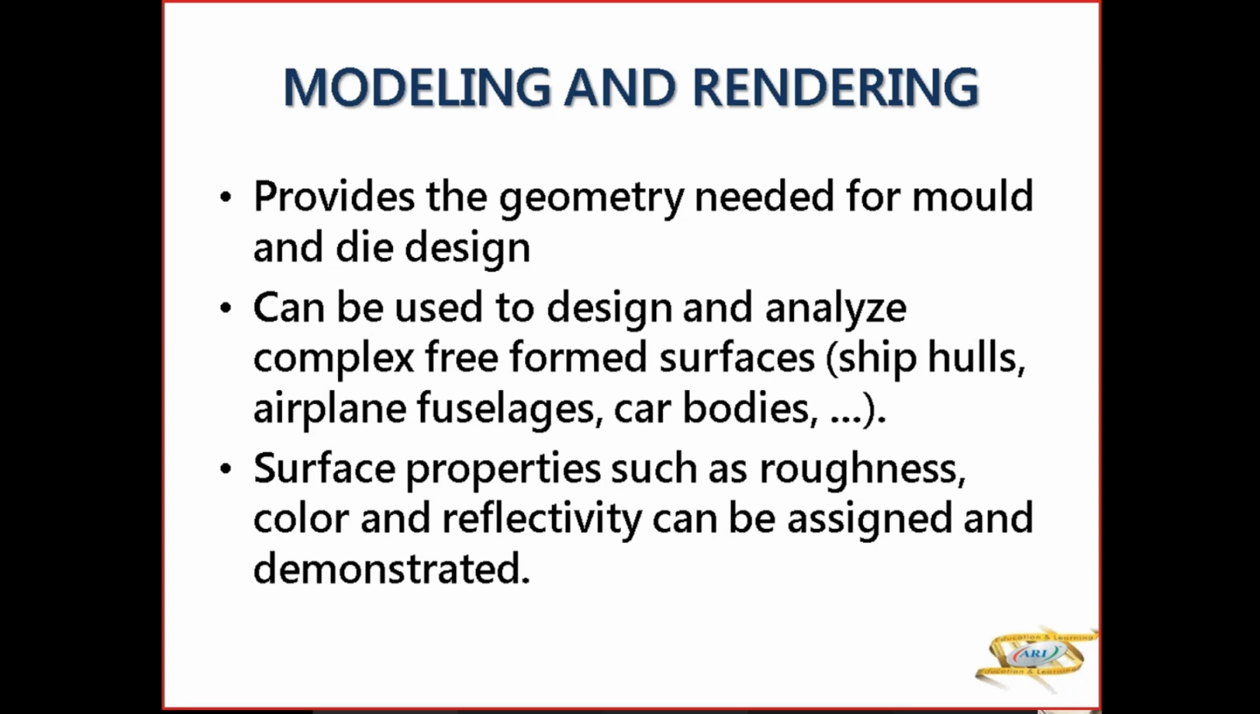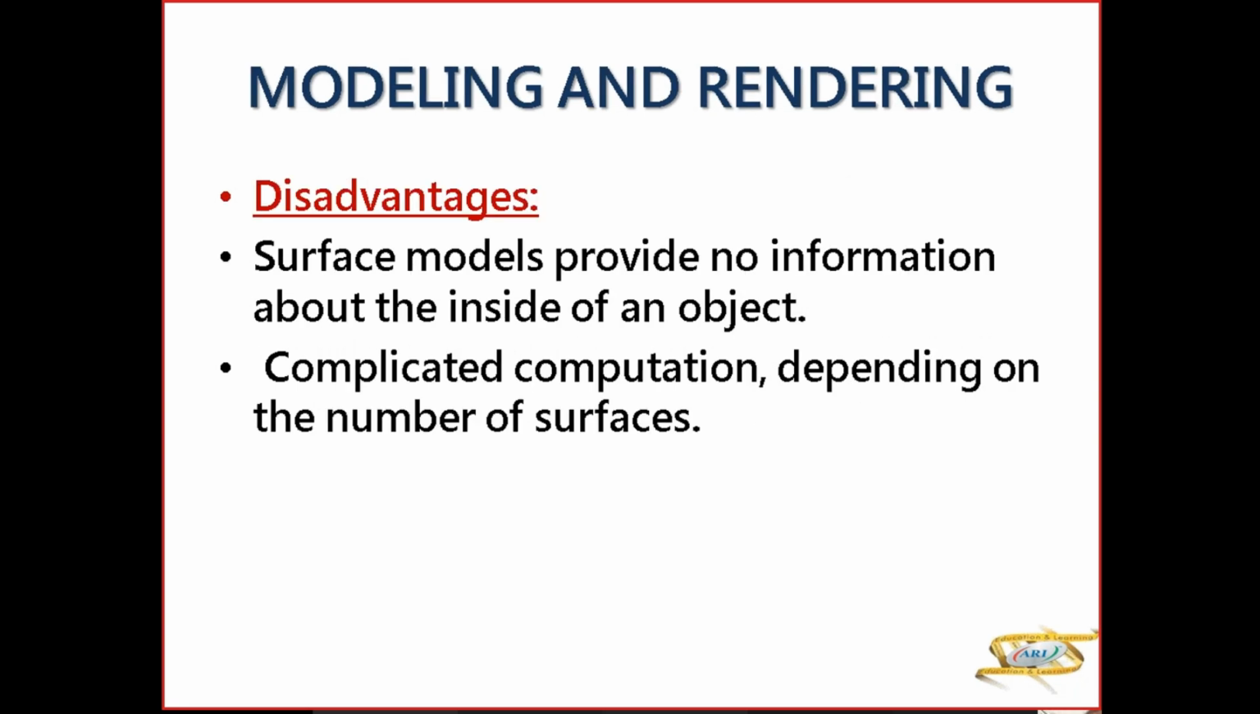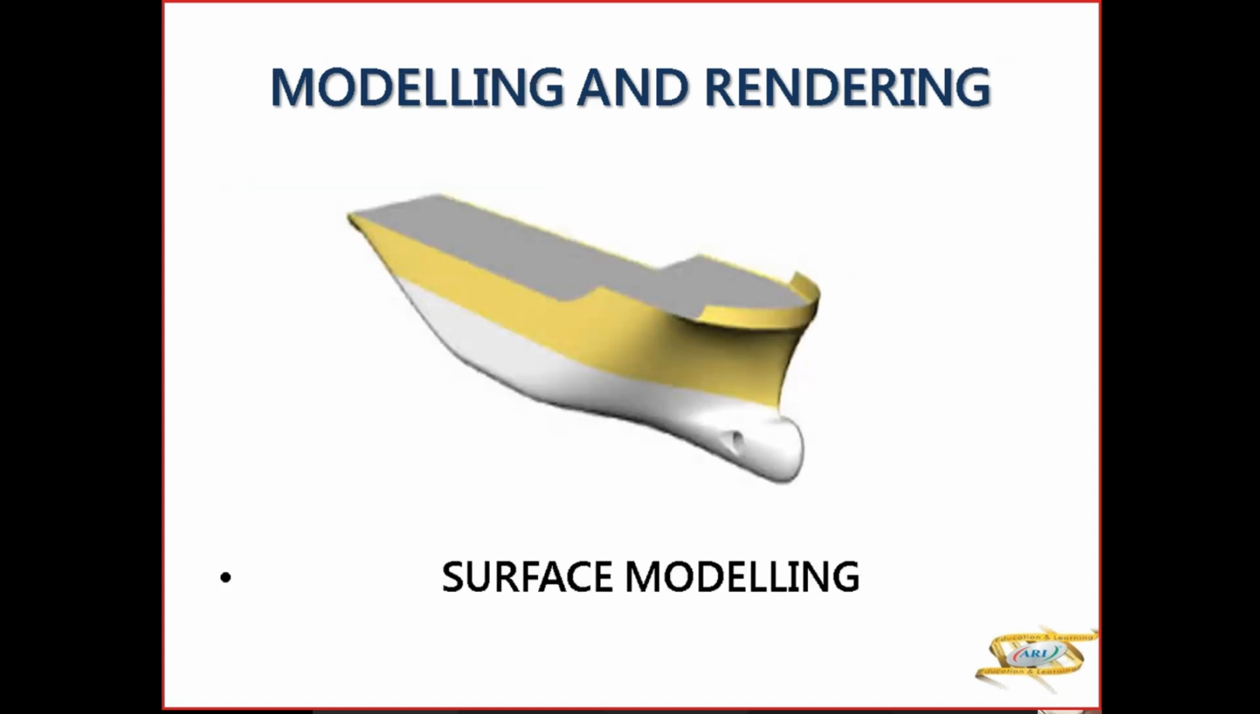Plus, you can also show the roughness and color and reflectivity of the surface. But the disadvantage is you don't get the depth of the model. So you can't know what is inside the model. You can just get the surface. It's a complicated computation depending on number of surface, and it basically takes more memory than the wireframe model. This is the surface model.